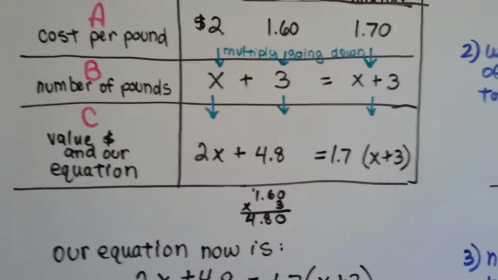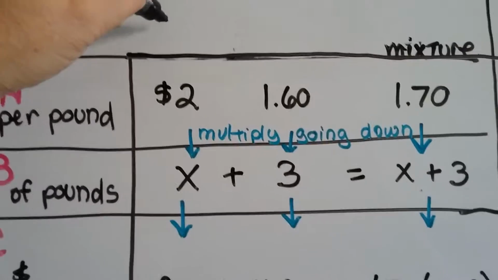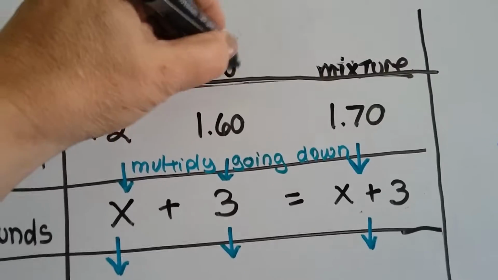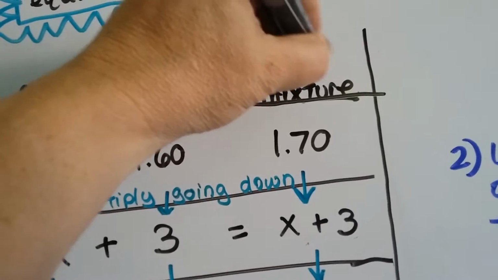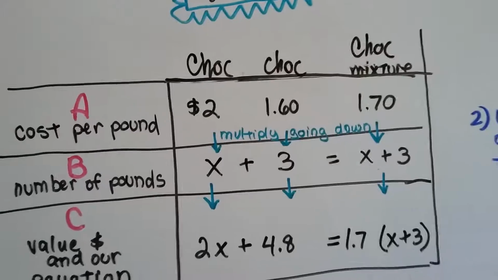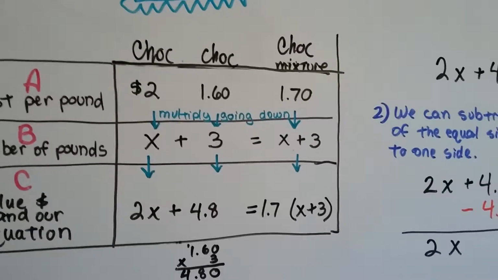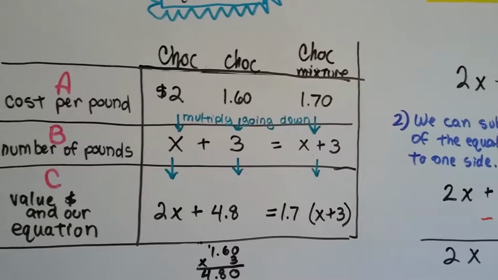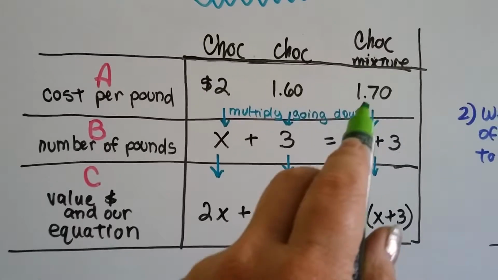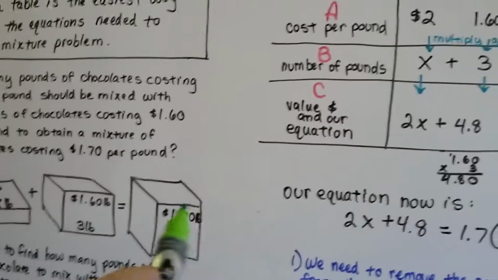All right, so here's our table. Right here is the $2 chocolate. These are all chocolate, which is why I didn't really label them, because we're dealing with all chocolates. The only way to tell them apart is the price. So in our table, we've got the $2 chocolate, the $1.60 per pound chocolate, and the $1.70 per pound chocolate. So here, $2, $1.60, and $1.70.